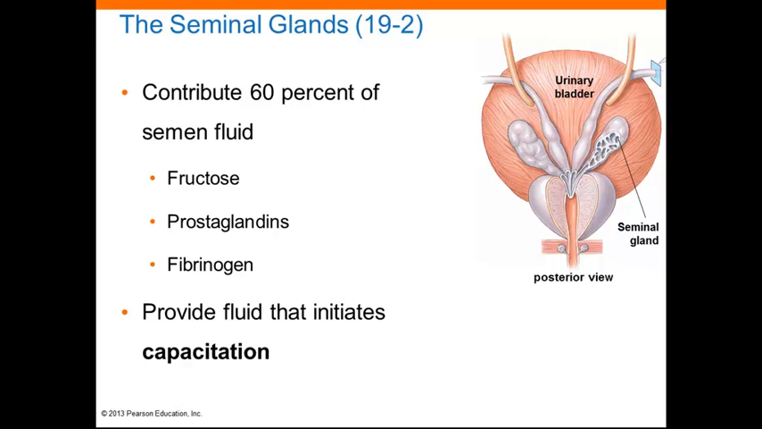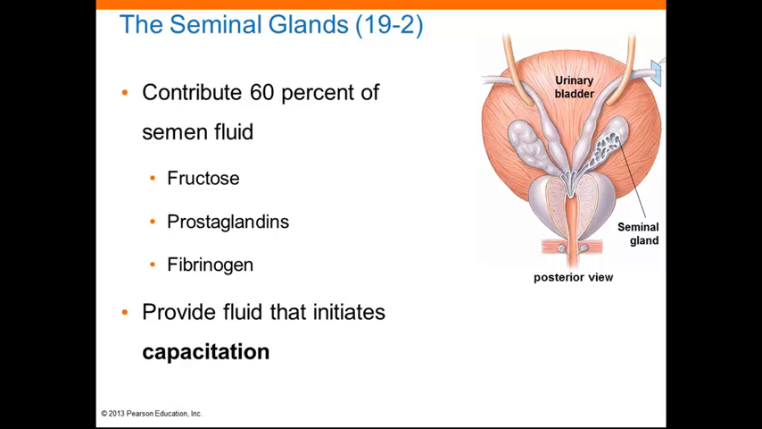Next, we'll discuss the accessory glands that produce about 95% of the fluid component of semen, starting with the seminal glands, which are also called the seminal vesicles. It's a tubular gland that's coiled and folded just posterior to the urinary bladder. It contributes 60% of the semen fluid, which contains fructose for metabolism by the sperm, prostaglandins, which stimulate smooth muscles in the tract, fibrinogen, which forms semen clots in the vagina, and slightly alkaline fluids to buffer the acid environment of the vagina. It also provides a fluid that can initiate capacitation.